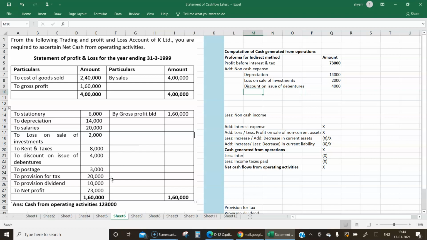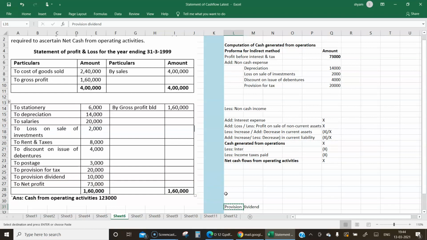Postage is a normal expense. Provision for tax is not a real cash expense, so we have to add it back, and that comes to 20,000. And proposed dividend, we have only proposed it, we have not paid it.